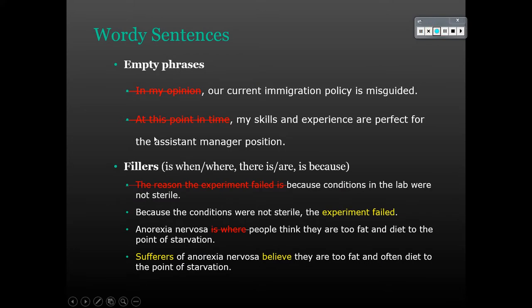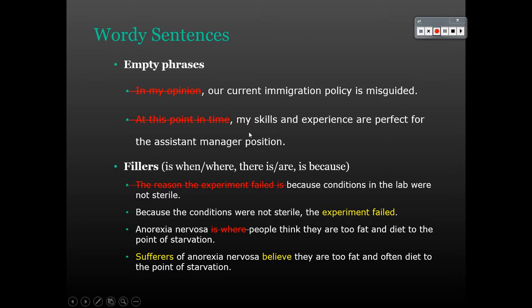Empty phrases such as "in my opinion" and "at this point in time": our current immigration system policy is misguided. If this is your position in an essay, we don't have to know it's your opinion. You should state it as your position and then support it with details. At this point in time, if you felt the need to reference any point in time and it was current, the easier way to say this would be "now" or "currently."